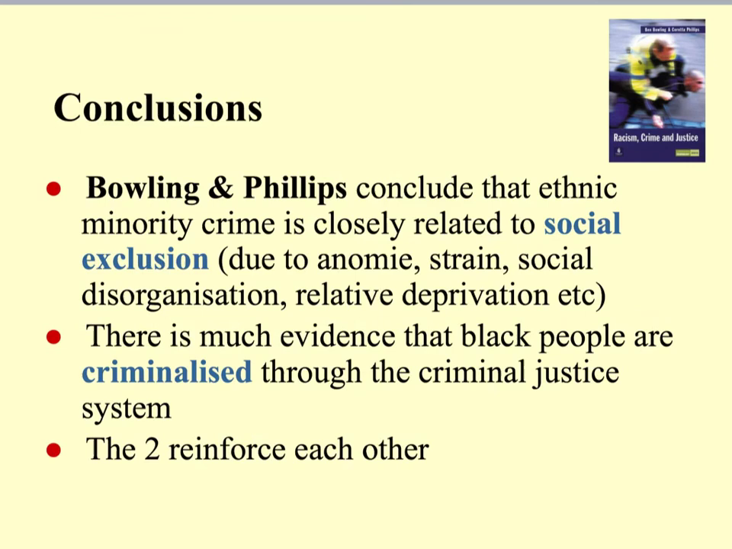So, to conclude, Bowling and Phillips argue that ethnic minority crime is closely related to social exclusion, very similar to the arguments of left realism, due to anomie, strain, and social disorganisation. Why are they more likely to suffer anomie? Why are they more likely to suffer strain?